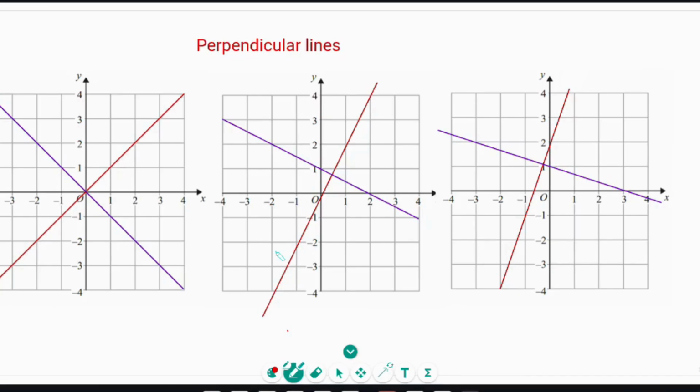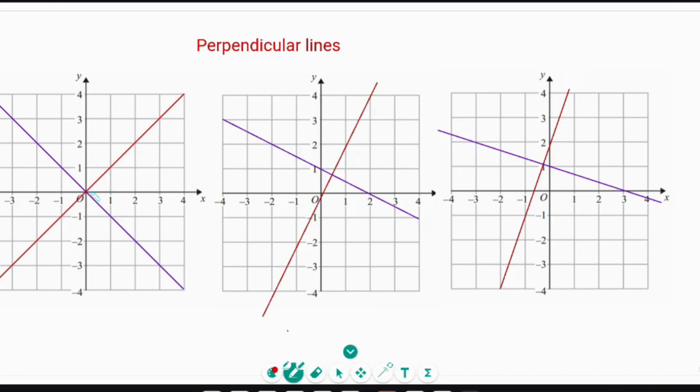We will now look at perpendicular lines. So the red lines all have their perpendicular drawn in purple on each graph. So perpendicular lines cross at right angles.